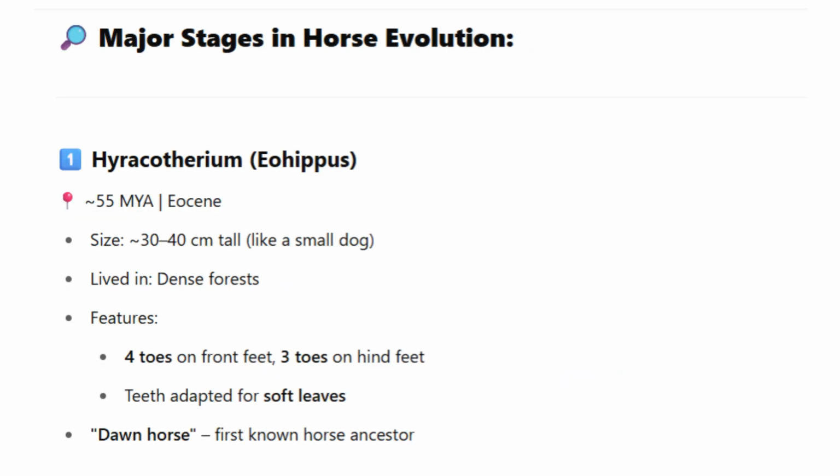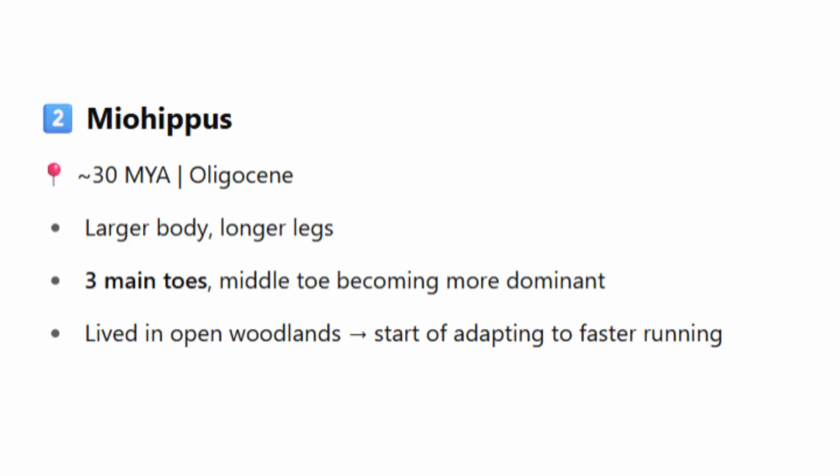Major stages in horse evolution. Hyracotherium, Eohippus, 55 MA, Eocene. Size: 30 to 40 cm tall, like a small dog. Lived in dense forests. Features: 4 toes on front feet, 3 toes on hind feet. Teeth adapted for soft leaves. Dawn horse, the first known horse ancestor.